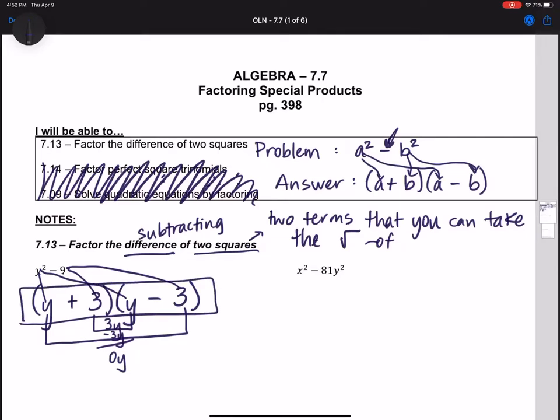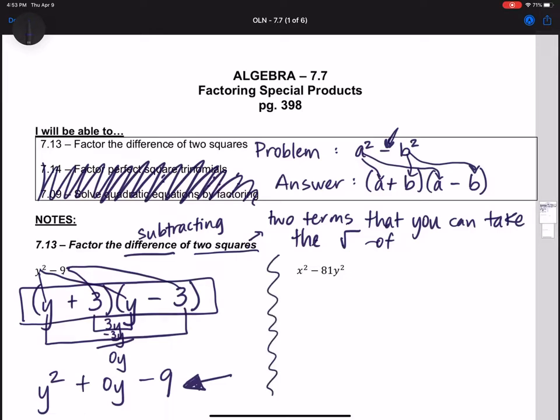All right. Let's say you don't like that at all, and you're like, oh, that's so confusing. You can just factor this right here however you've been factoring in 7.5 and 7.6, and you'll get the exact same answer of y plus 3 and y minus 3. All right, let's try another one because they're not always that nice.